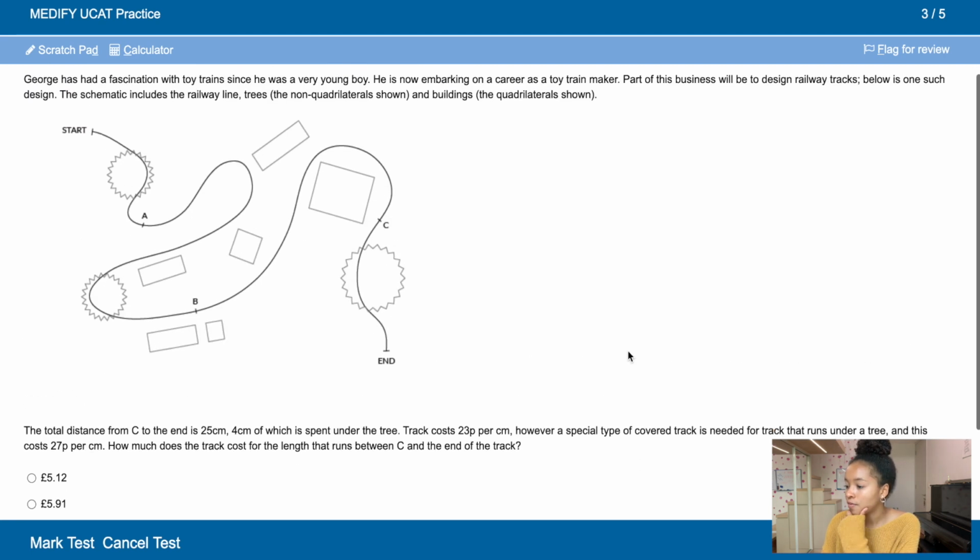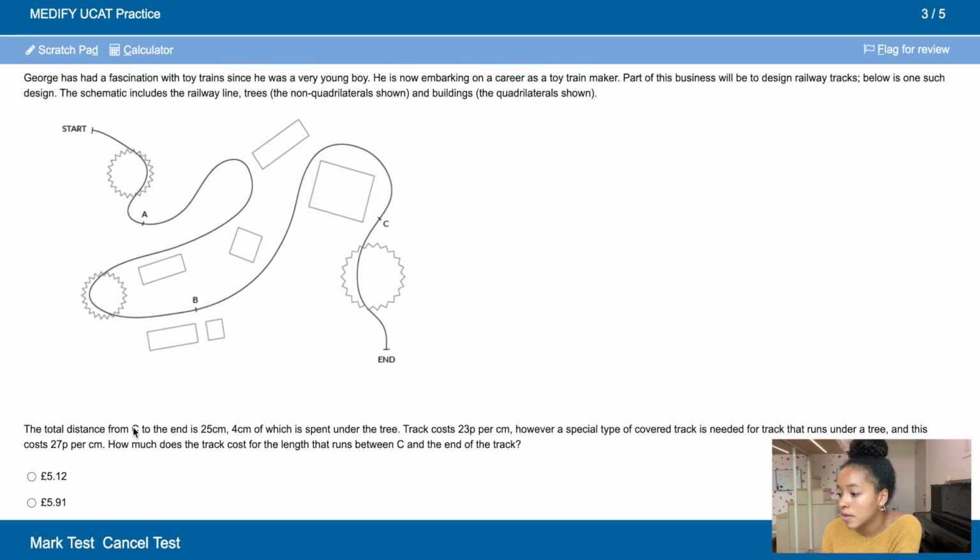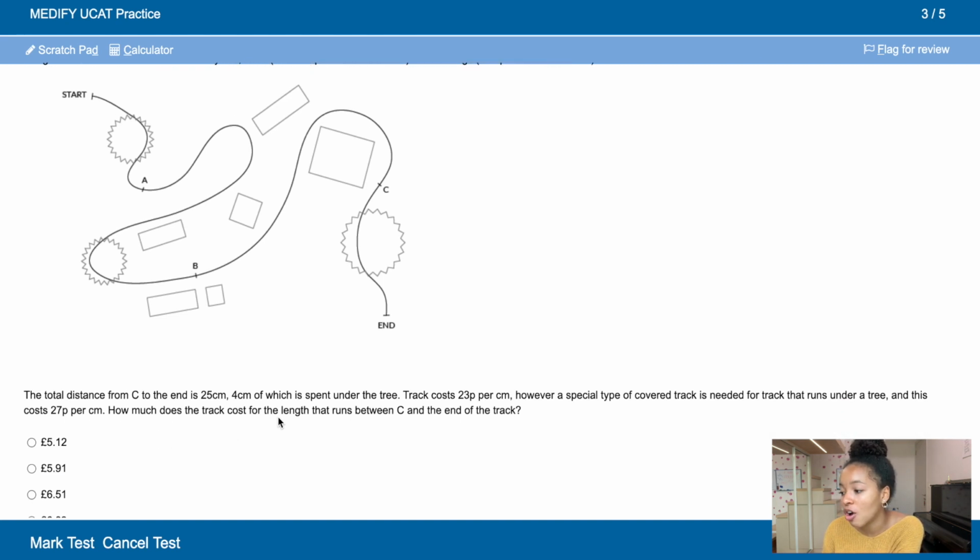Okay, let's move on. The total distance from C to the end is 25 centimeters, 4 centimeters of which is spent under the tree. Track costs 23 pounds per centimeter. However, a special type of covered track is needed for tracks that run under a tree, and this costs 27 pounds per centimeter. How much does the track cost for the length that runs between C and the end?